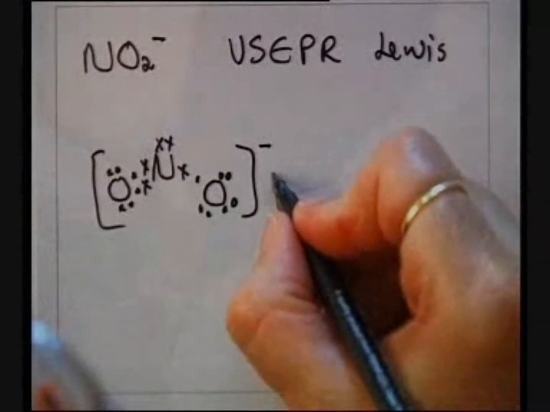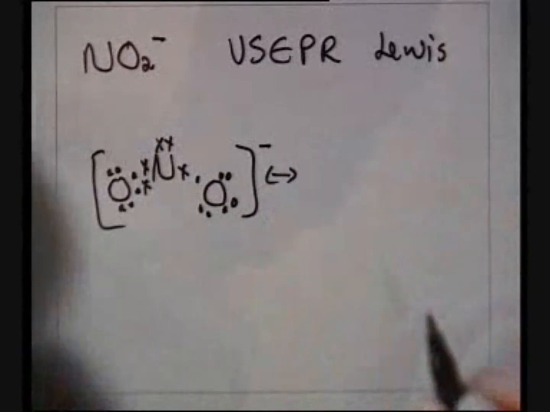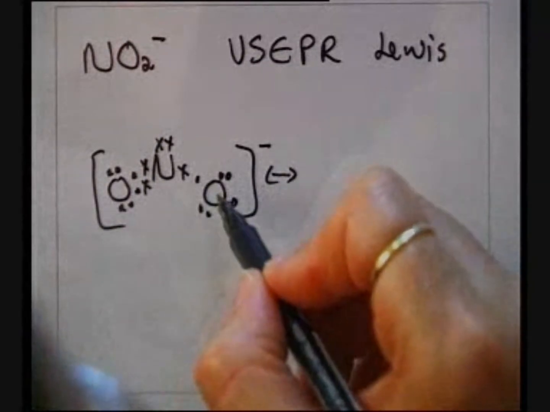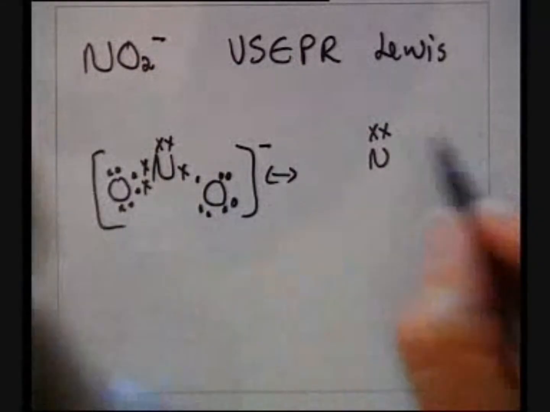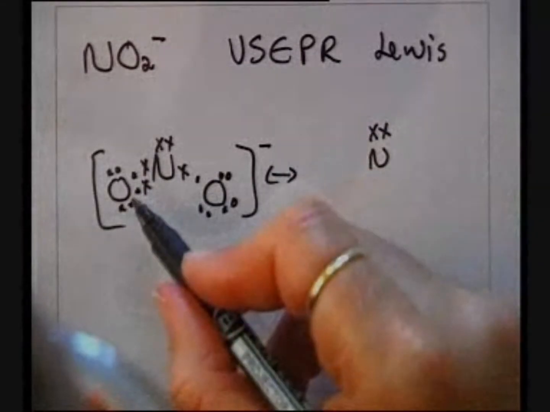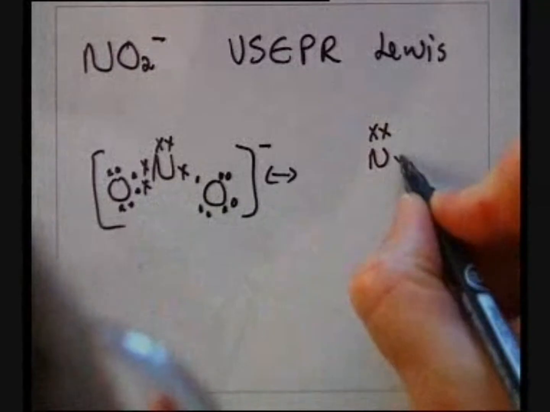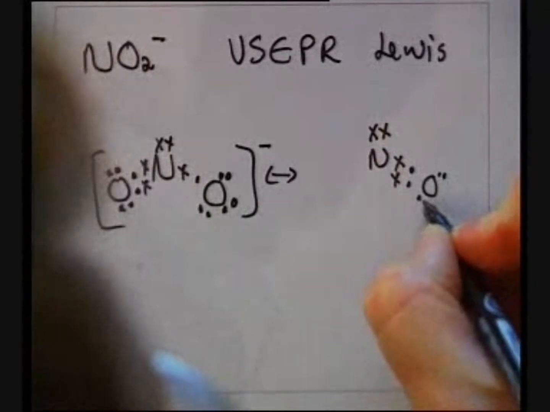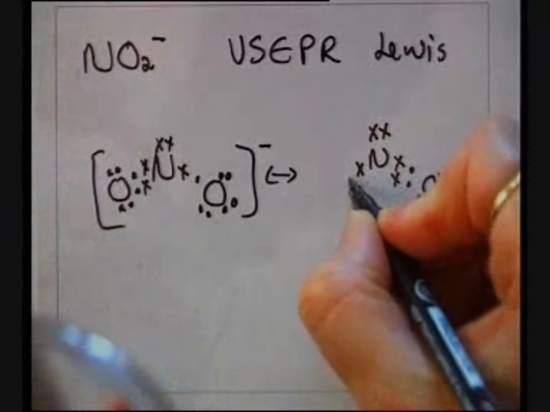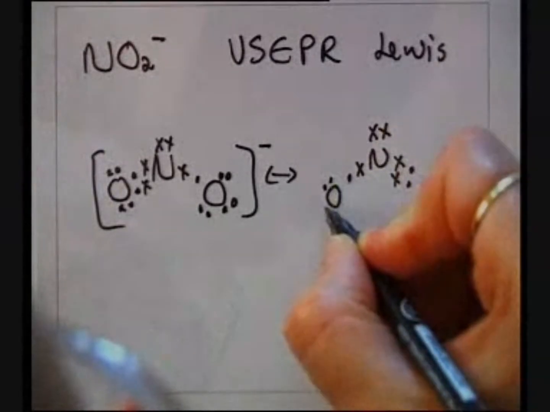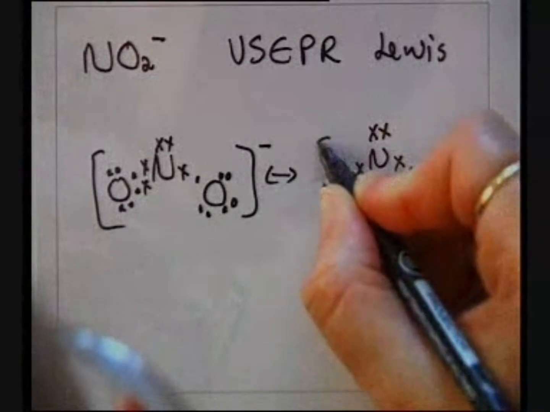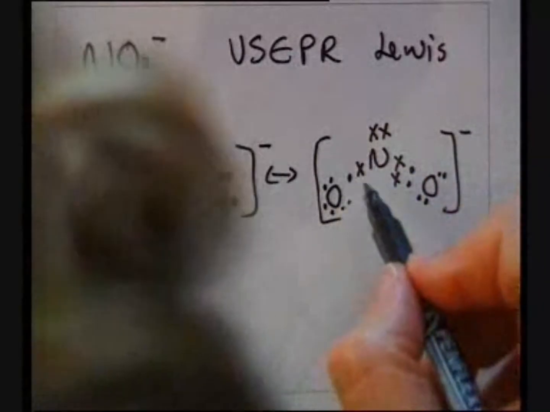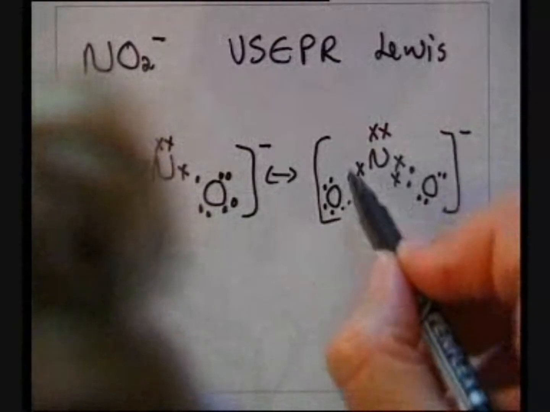It is possible to write a resonance structure for this molecule. Instead of placing the extra electron on the oxygen to the right, we can of course place the electron on the oxygen to the left. Then we have a double bond on the oxygen to the right, and a single bond on the oxygen to the left. All the atoms in this molecule will have an electron octet.